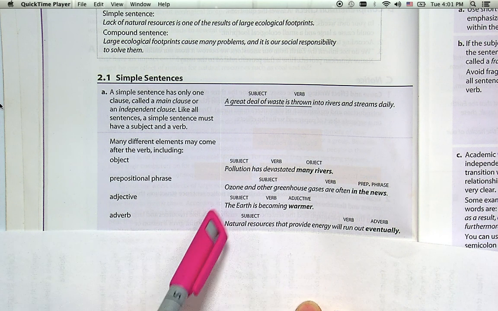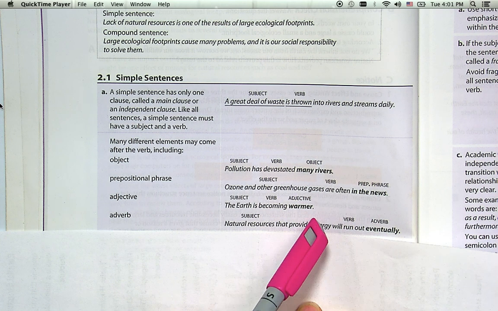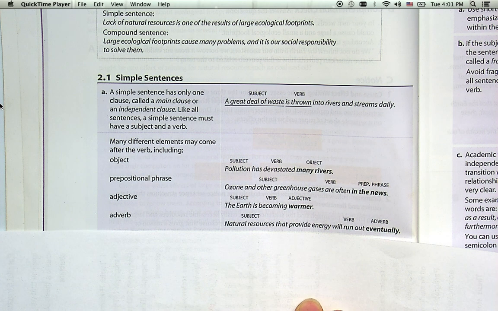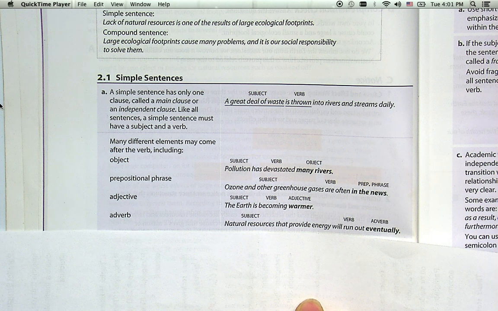And then this whole thing, natural resources that provide energy, this whole thing is our subject before "will." So we've got one subject, one verb, even though it has two words in it, but this whole thing is functioning as our verb. And after that, we've got a time adverb.